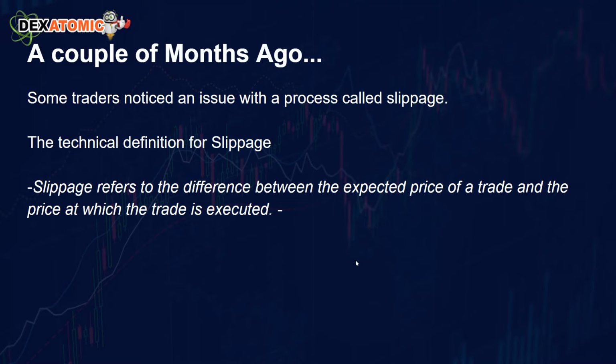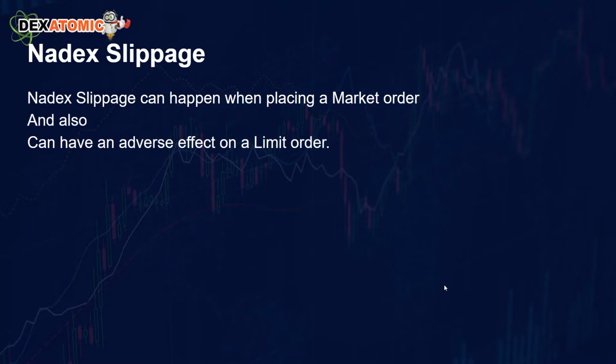Just so you know, a couple of months ago, we had some traders notice an issue with a process called slippage. The technical term slippage is used mostly in Forex, but it can happen here at Nadex too. And the definition is slippage refers to the difference between the expected price of a trade and the price at which the trade is executed. I push the button at one price and it shows up as a different price.